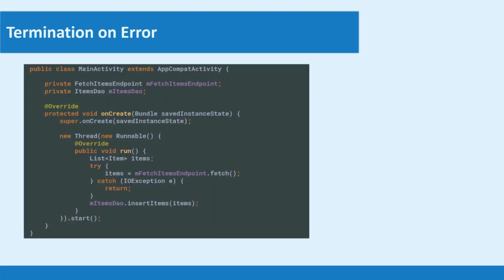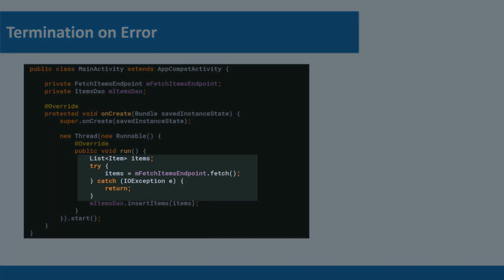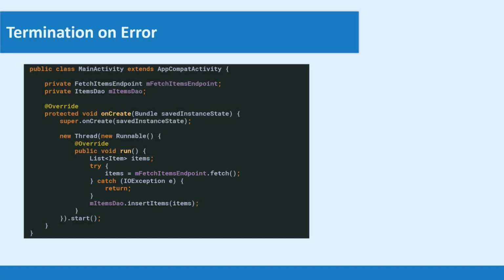The next approach that you can employ is to terminate on error. So again, we have main activity and an anonymous thread inside it. And please note that now this fetch method that we call can throw IOException. It can happen, for example, if there is no internet connection. In this case, if the fetch failed, you don't want to continue to insertion of the items into your local database. So you short circuit the execution and return from the run method on error. Once the run method returns, this thread is considered dead and there are no risks associated with it anymore.